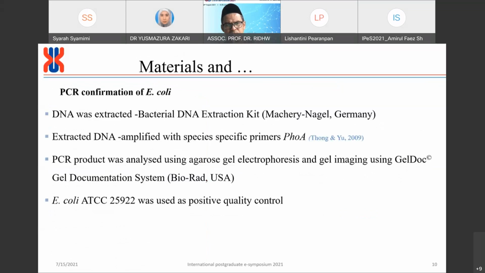For the PCR confirmation of E. coli, DNA was extracted using a bacterial DNA extraction kit. This extracted DNA was amplified using species-specific primers. PCR product was analyzed using agarose gel electrophoresis. Gel imaging was done using a gel documentation system. ATCC 25922 was used as a positive quality control.